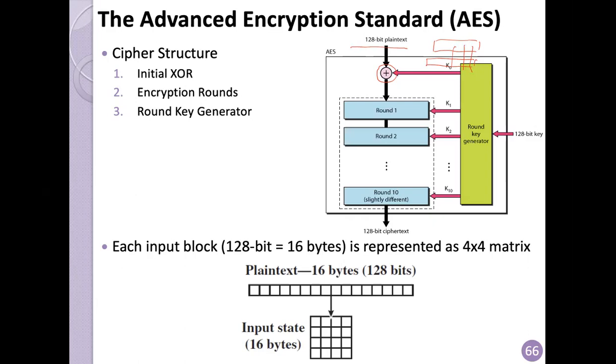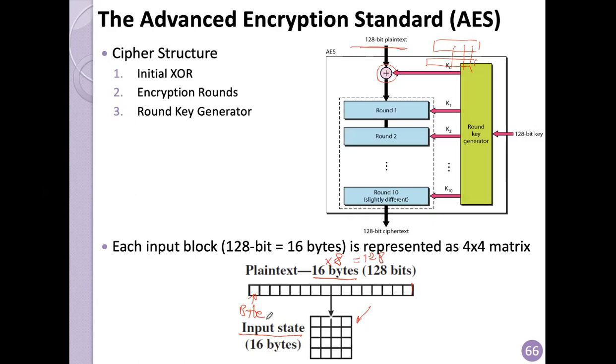There are 10 different rounds that perform the encryption. And we have, of course, again, a round key generator. The 128 bits of plain text or data are going to be considered as a matrix like this, which we call the input state or state matrix. This is byte number 1. I'm saying byte because 16 bytes times 8 gives me 128.